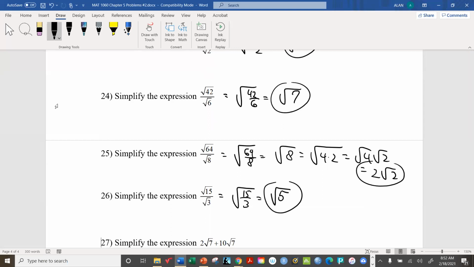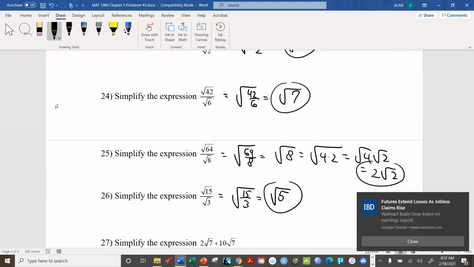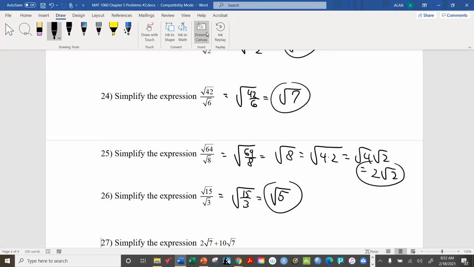I think you'll agree. Now we're going to get ourselves involved with addition and subtraction of radicals. And of course, remember the key here is that you can only apply addition and subtraction when we have the same radical in both cases.